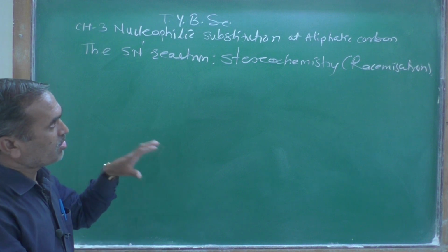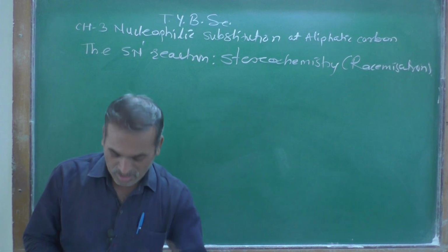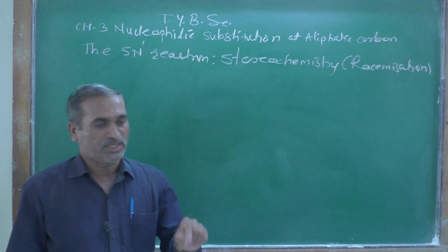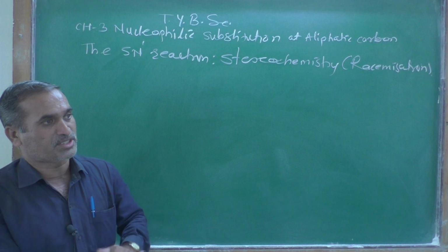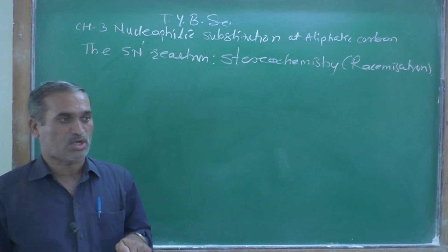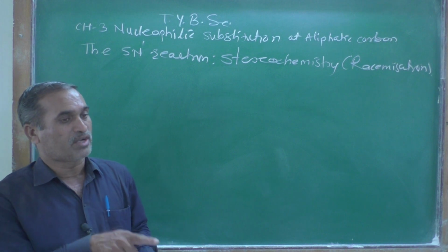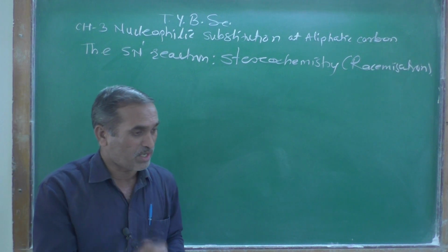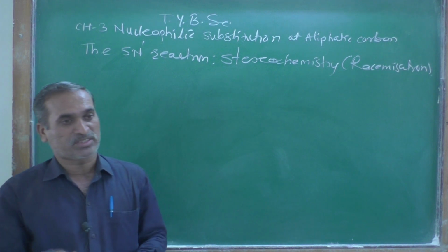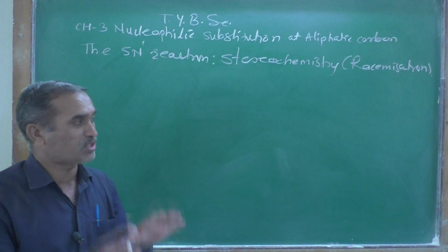So for the study of stereochemistry and racemization, here we are going to take the general reaction, starting with R-1-phenyl ethyl chloride, which is treated with aqueous sodium hydroxide and gives 75% S-1-phenyl ethyl alcohol and 25% R-1-phenyl ethyl alcohol. So that is the product we are getting.